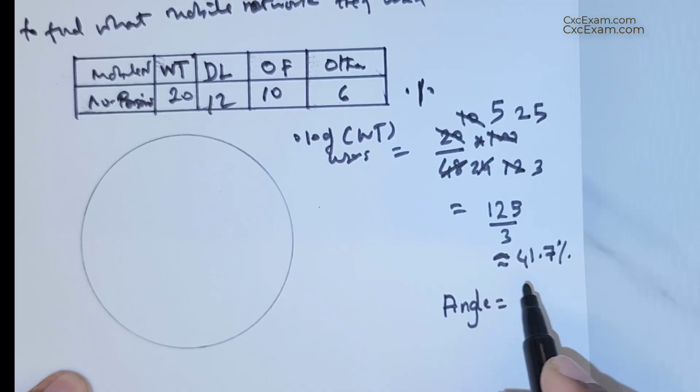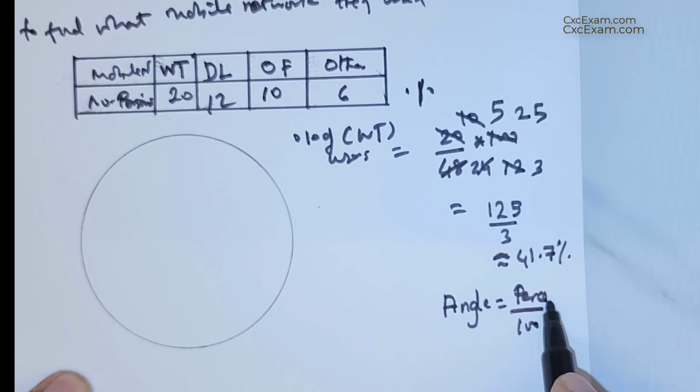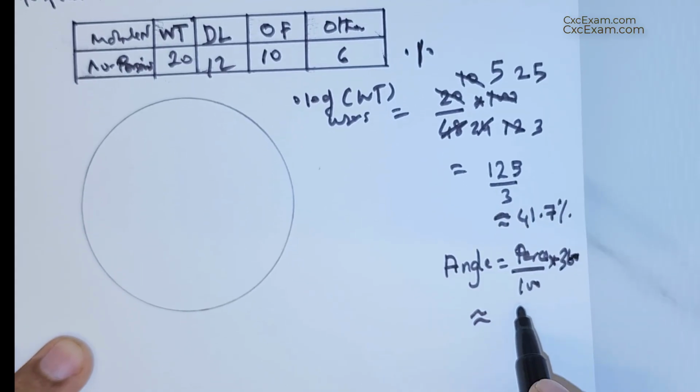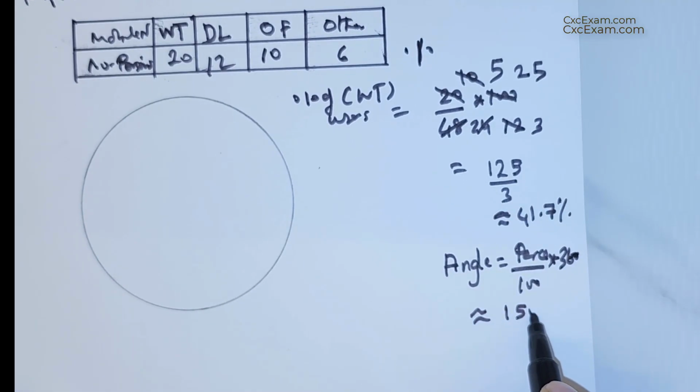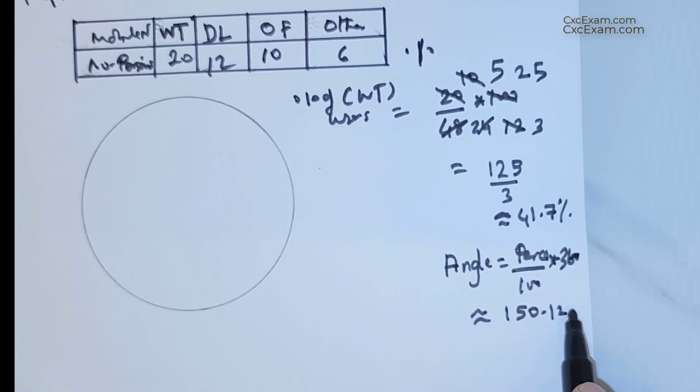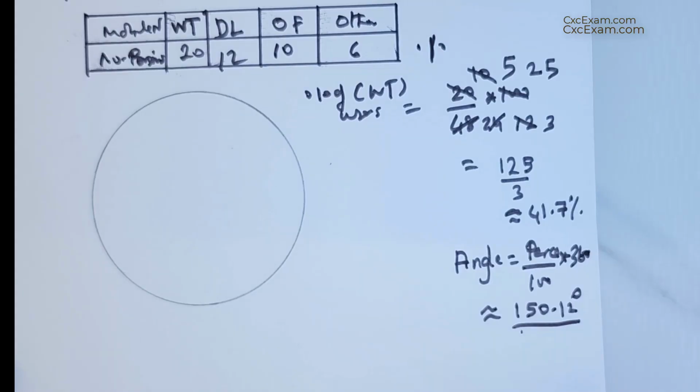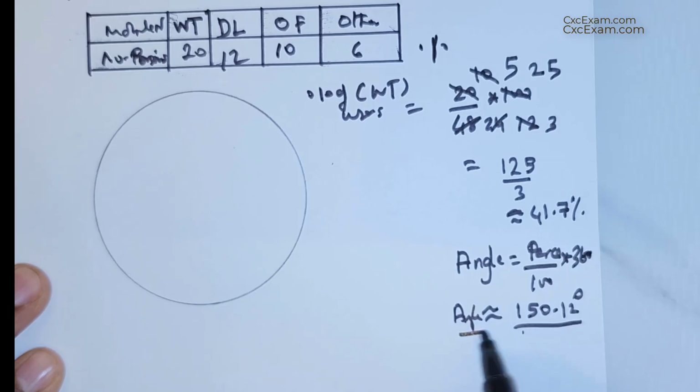Now we need to convert this into degrees, angles in fact. For that we have to use this formula: angle is equal to percentage divided by 100 multiplied with 360. If you were to do that, this is approximately equal to 150.12 degrees.